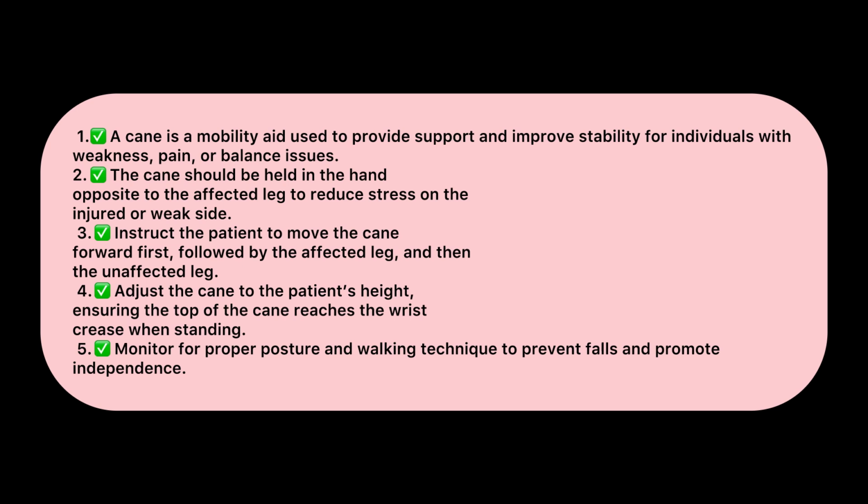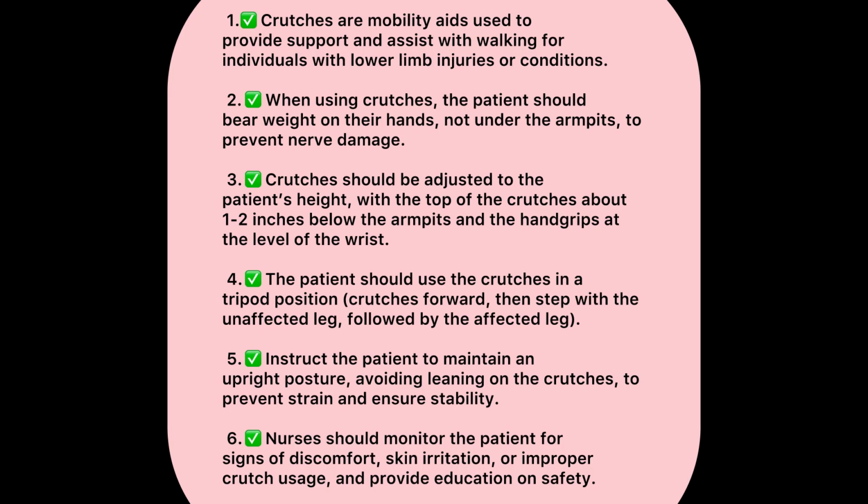Adjust the cane to the patient's height, ensuring the top of the cane reaches the wrist crease when standing. Monitor for proper posture and walking techniques to prevent falls and promote independence. And when using crutches, the patient should bear weight on their hands, not under the armpit, to prevent nerve damage. Crutches should be adjusted to the patient's height, with the top of the crutches about 1 to 2 inches below the armpits and the hand grips at the level of the wrist. The patient should use the crutches in the tripod position. Instruct the patient to maintain an upright posture, avoiding leaning on the crutches to prevent strain and ensure stability.